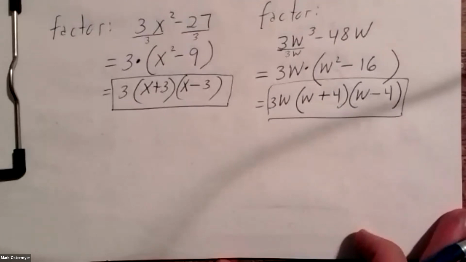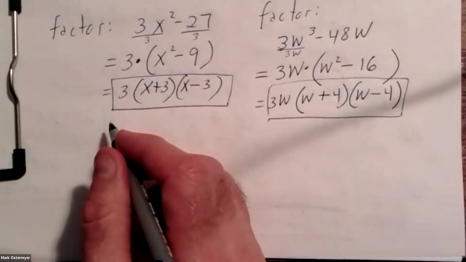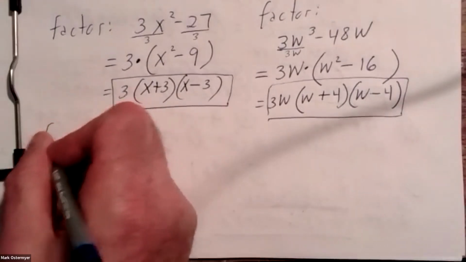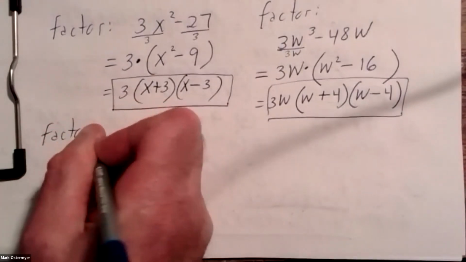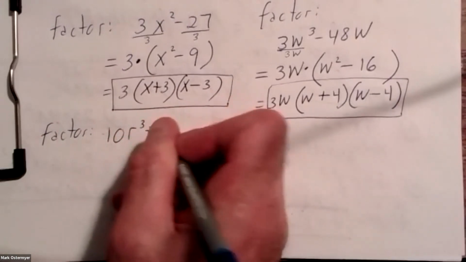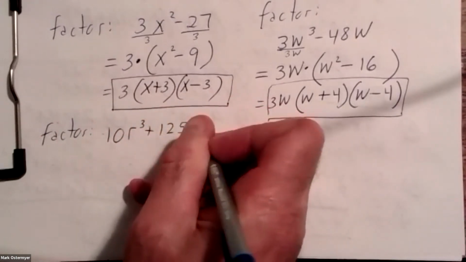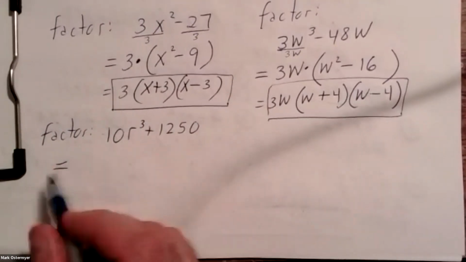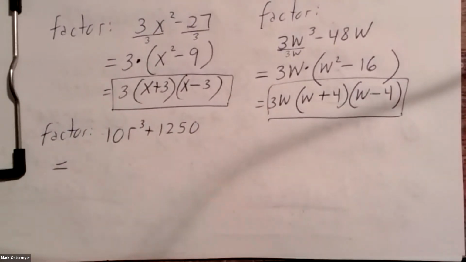All right, so you have to know when to stop too. All right, let's try another one here: 10r cubed plus 1,250. Ladies and gentlemen, we have to factor this completely. Help me get started on this.